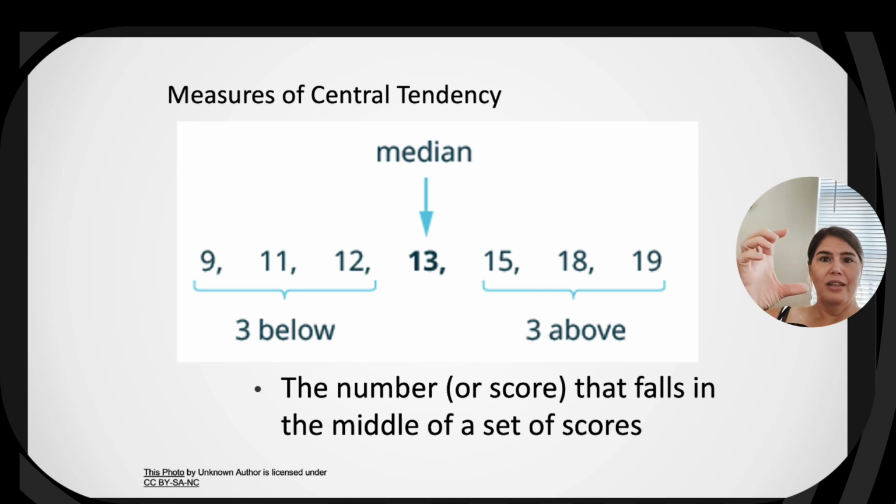So it's really nice when you have, this has 1, 2, 3, 4, 5, 6, 7 scores. So 3 are above, 3 are below, and this would be my median. If I had 8 here, there wouldn't be a median, so I would take the 2 in the middle and average those, and that would then become my median score.